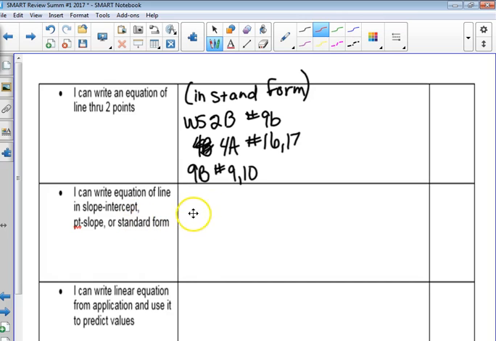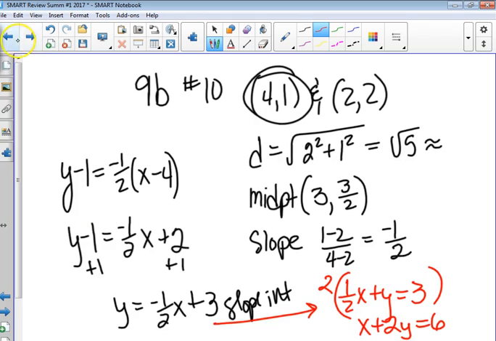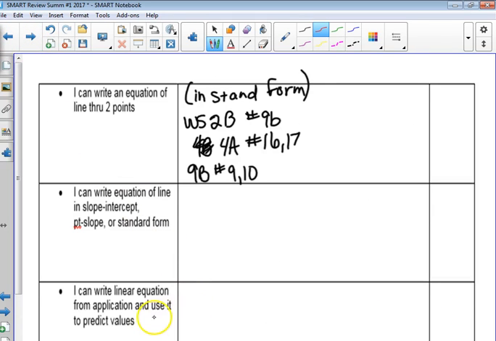This is just more of the same, right? Writing equation of a line in any form. What was the one on the bottom? From an application and predict values. This was all of worksheet 5 was notes, and all of worksheet 6 was practice.